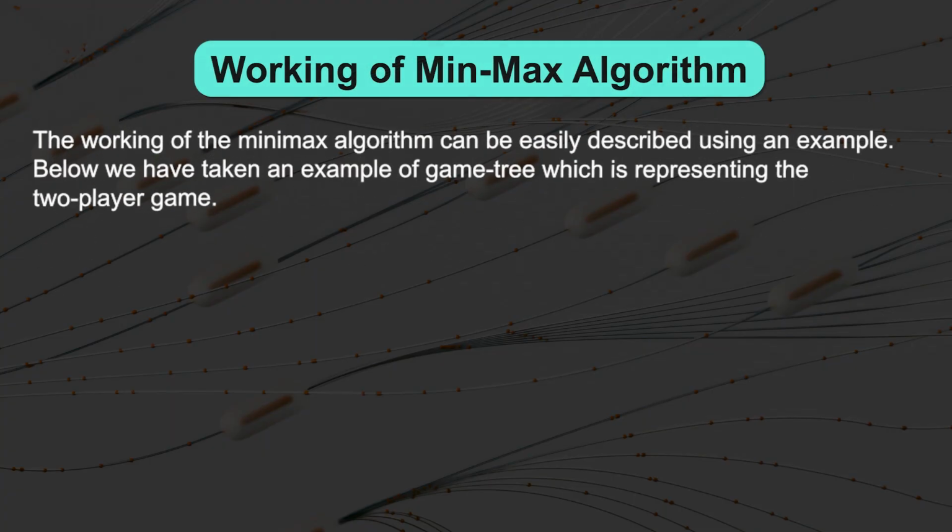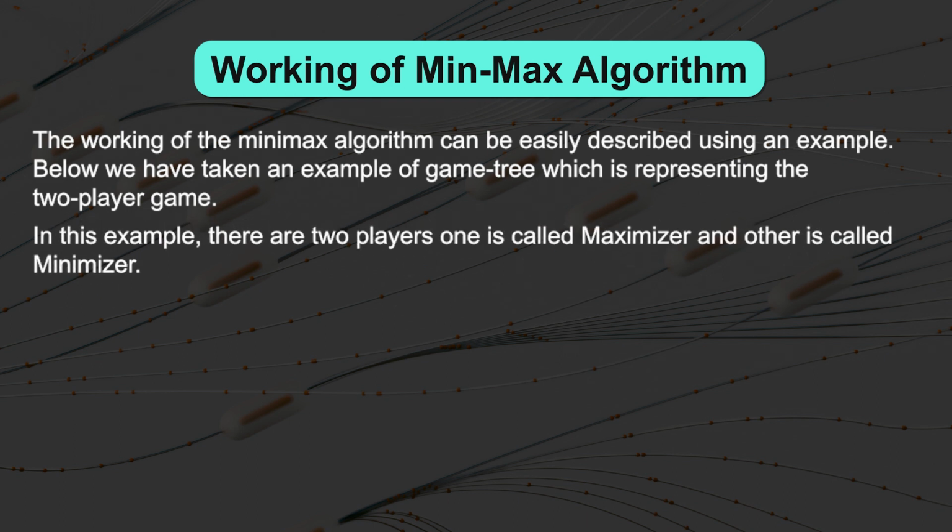Working of the minmax algorithm: the working of the minmax algorithm can be easily described using an example. Below we have taken an example of a game tree which is representing a two-player game. In this example, there are two players, one is called maximizer and the other is called minimizer.